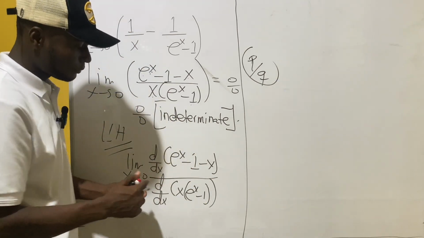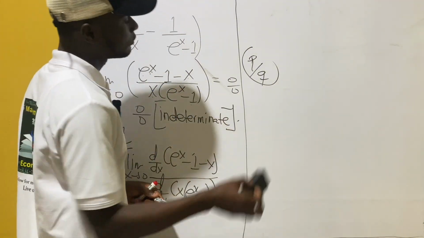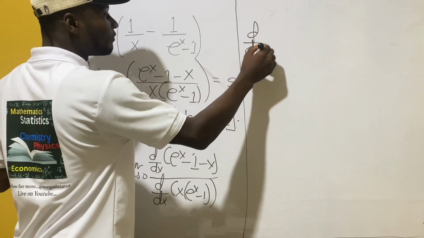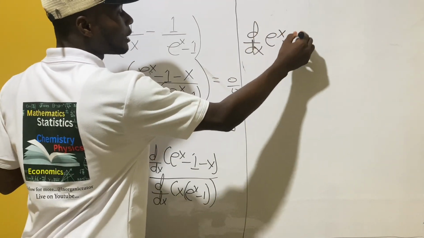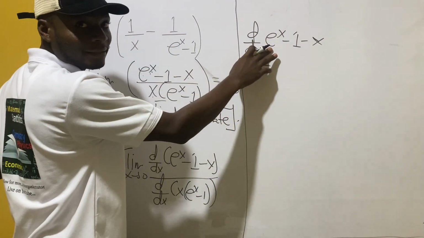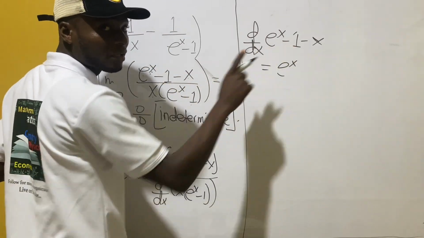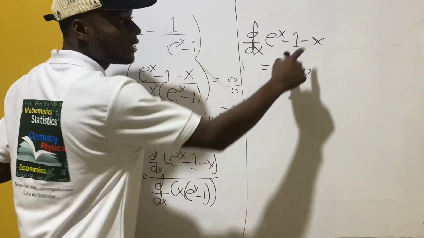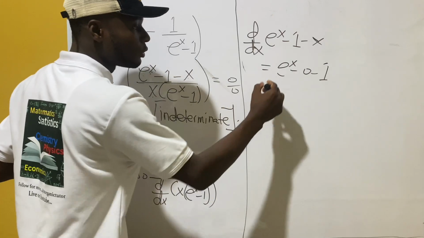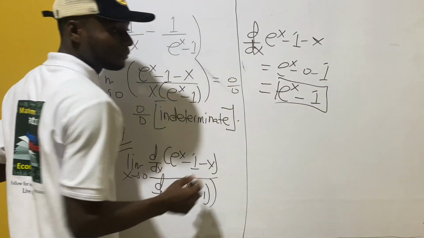Here, let's tackle the numerator. You know that the derivative of the numerator, which is e power x minus 1 minus x, will give us e power x. The derivative of e power x is still e power x. The derivative of -1 is 0, so we have minus 0 here. The derivative of minus x is minus 1. So finally, we have e power x minus 1 for the numerator.